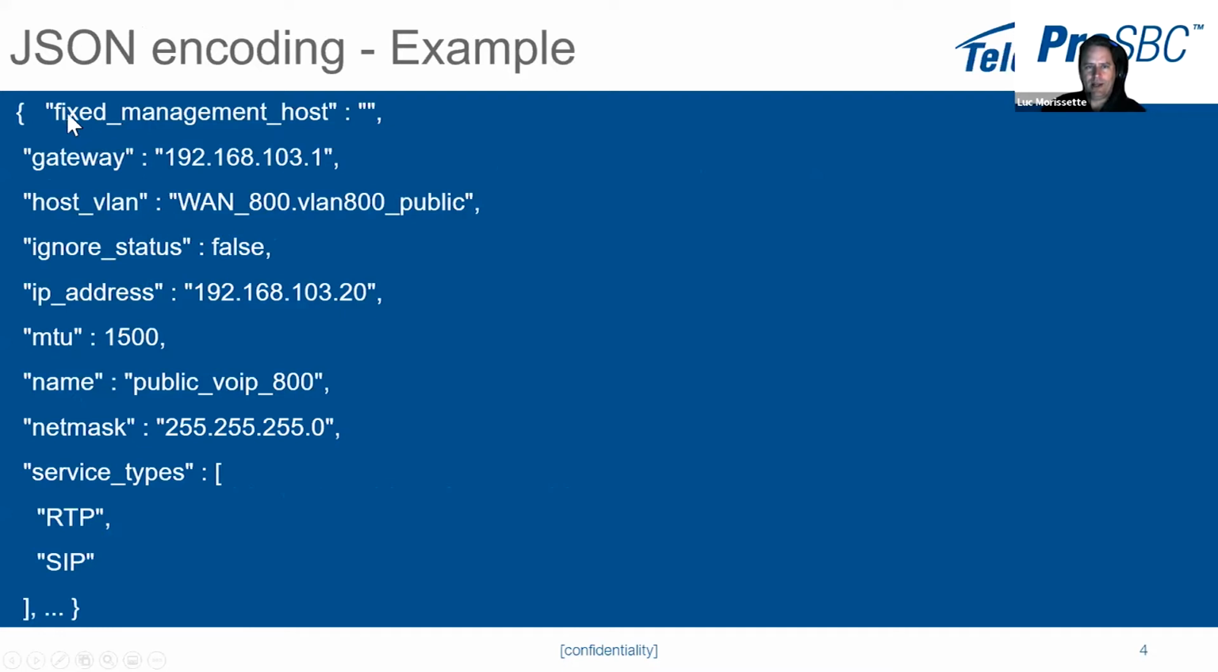So one example of a JSON coding looks like this. So for example, a fixed management host will have a IP address, which VLAN it's using, that's the gateway, that's the IP, the MTU. So each network interfaces can be described this way and can be pushed in the system. So for example, if you want to change the IP address of that particular network interface, you can push the same configuration with a change here, and it will be updated in the system.